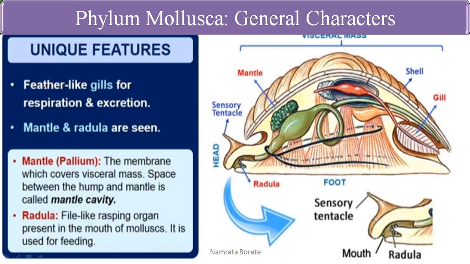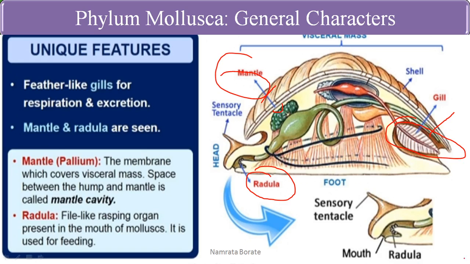The next special characteristic is feather-like gills, which are used for respiration as well as excretion. The mantle and the radula are seen. What is the mantle? The mantle is the membrane which covers the visceral mass. The space between the hump and the mantle is called the mantle cavity.